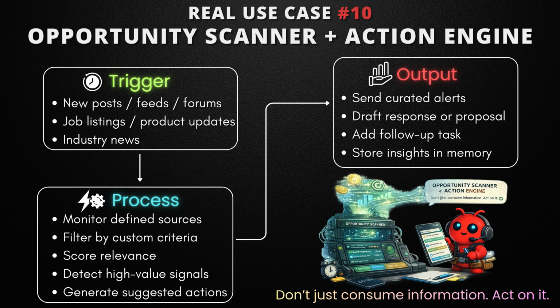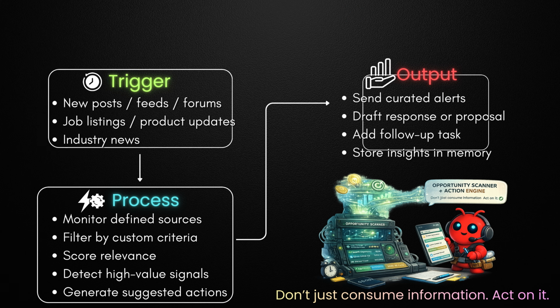But it doesn't stop there. When something important appears, maybe a potential client opportunity, a relevant job listing, or a partnership signal, it can draft a response, prepare a proposal outline, or create a follow-up task automatically. You're no longer reacting randomly to information, you're systematically scanning for opportunity. And because the system runs continuously and stores context over time, it learns what actually leads to meaningful outcomes. This is where OpenClaw stops being an assistant and starts behaving like leverage.